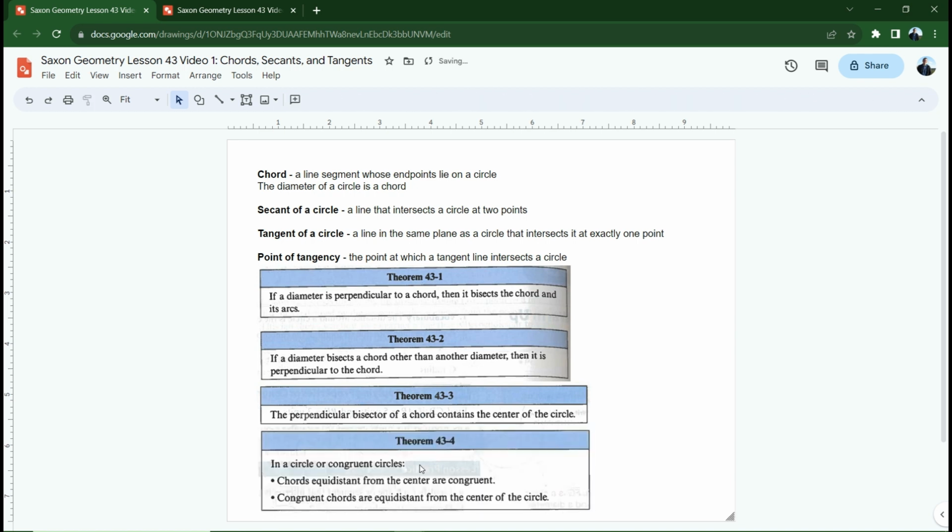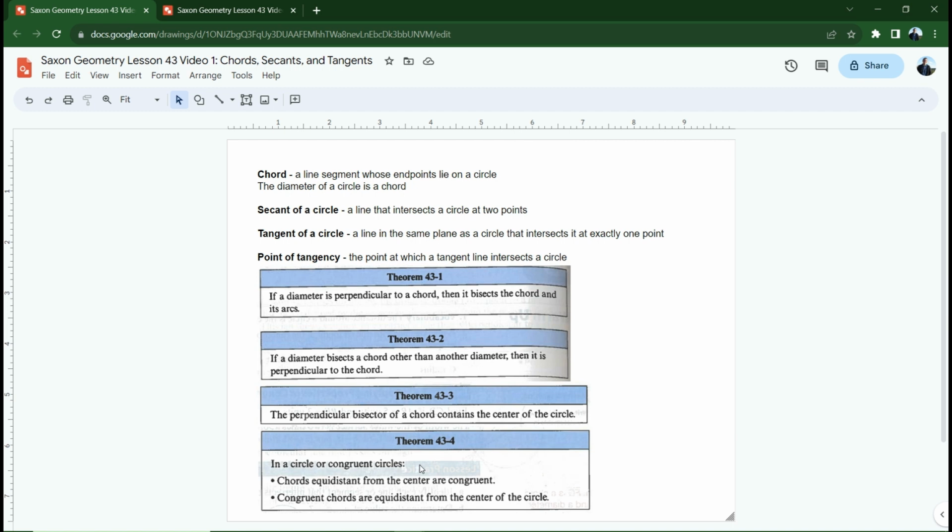All right, and then our last theorem. If in a circle or congruent circles, chords are equidistant from the center, they are congruent. So chords that are the same distance from the center, even if they're pointing in different directions or diagonal compared to each other, if they're equidistant from the center of the circle, they have to have the same measure. They're congruent. And the same thing, but just flipped around, so this would be a converse statement: congruent chords are equidistant from the center of the circle.